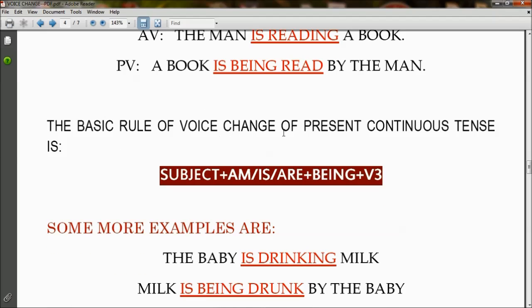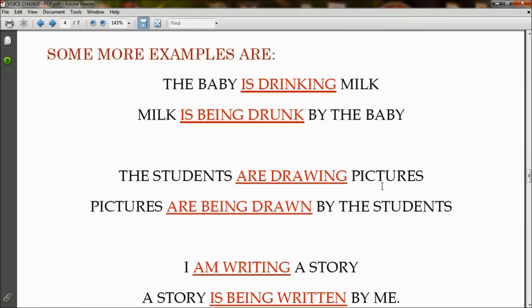The basic rule of voice change of present continuous tense is subject followed by am or is or are. Again the same rule, am or is or are always depends on the subject. Then it is followed by being, and then it is followed by V3 or the third form of the verb or past participle form of a verb. Some more examples are the baby is drinking milk, milk is being drunk by the baby. So here is drinking has changed to is being drunk.